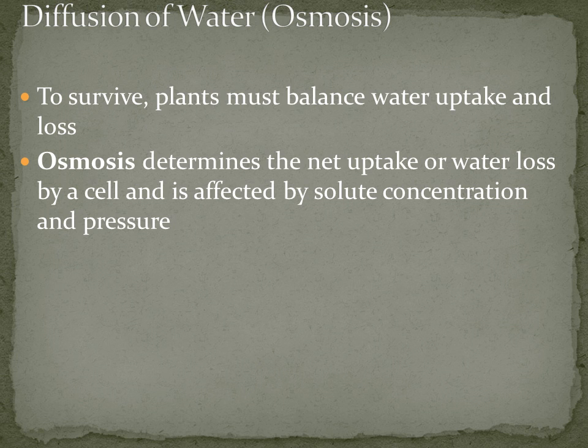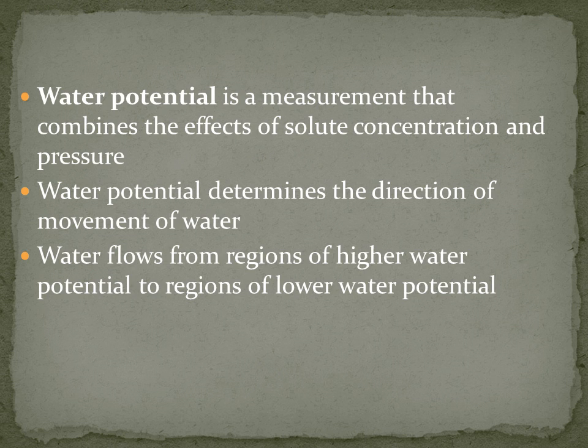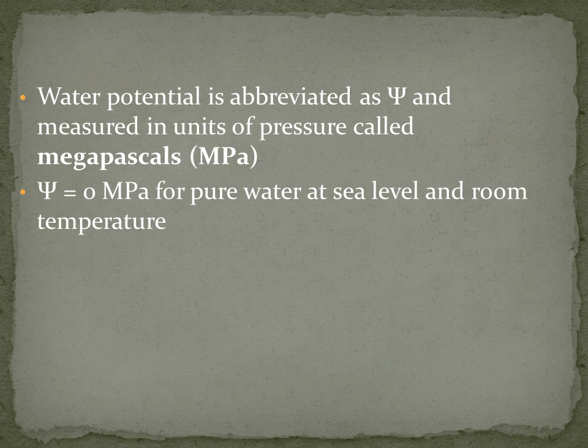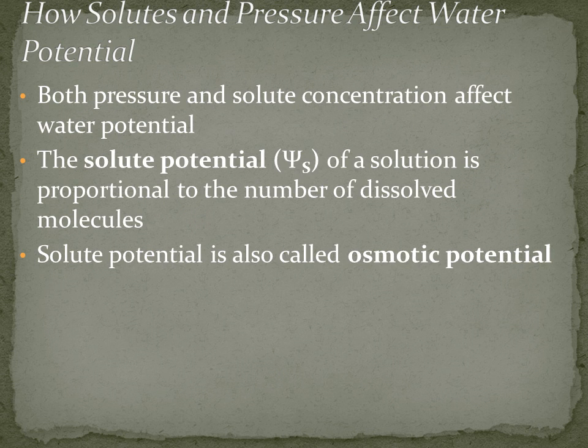So osmosis is going to be the primary reason how we can control water uptake and loss. And we're going to be measuring something called water potential, and that's going to tell us which direction the water is going to move, and it's always going to be moving from a higher potential to a lower potential. So here is the symbol for water potential. We do have some calculations based on that to go over, and it's measured in megapascals. So the water potential of pure water at sea level and room temperature is 0 megapascals.